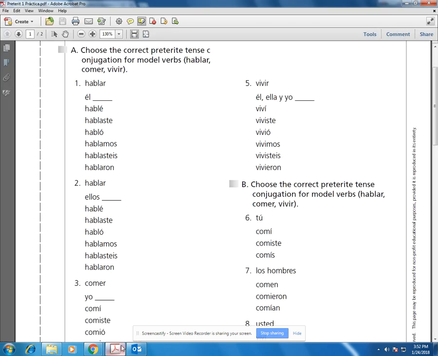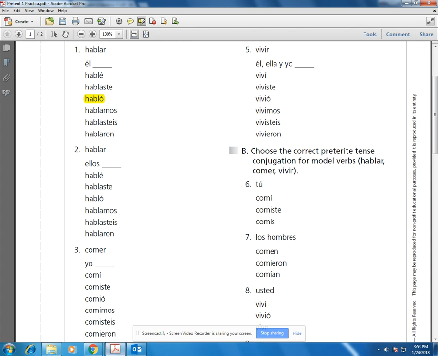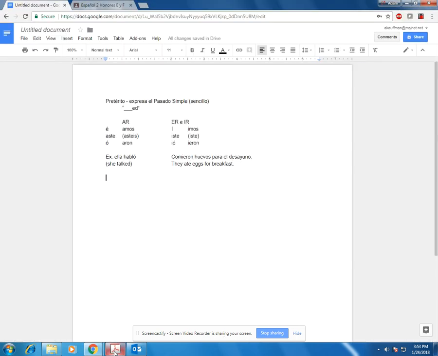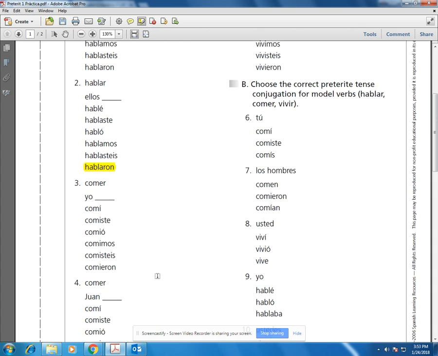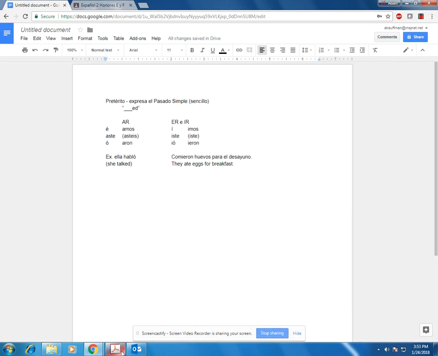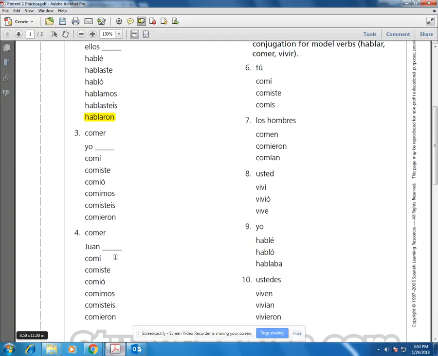In fact, let's practice a couple of them real quick. Él, AR verb, that's habló. Good. Ellos, all right, let's go back and look. Ellos form is aron, so hablar would be hablaron. All right, let's do an ER verb. Comer, comí is the yo form. As soon as you see yo, you're like, oh, that's going to take an accent. So I know it's either comí or comió.